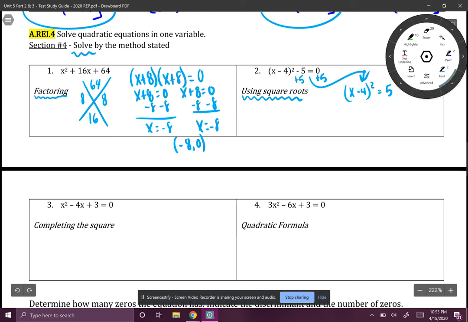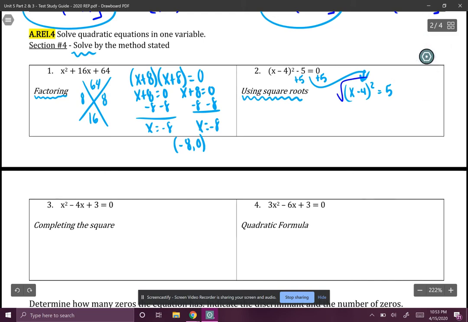Now to get rid of the squared term, we're going to take the square root of both sides because those will cancel out. With square roots, we always have a positive square root and a negative square root. So our equation now becomes x minus 4 equals positive square root of 5, and x minus 4 equals negative square root of 5. You can use a calculator to figure out the square root of 5. It is approximately 2.2. So we'll put 2.2 here and negative 2.2 here.